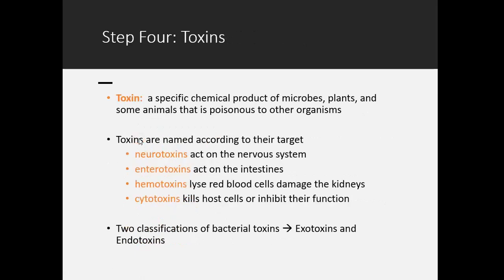Toxins are also used by microbes. And toxins are specific chemical products that can actually act poisonous to other organisms, if you will. Now, the toxins are named for their target. So if it's a neurotoxin, it's going to act on the nervous system. If it's a hemotoxin, it's going to lyse red blood cells, etc. There are two classifications of bacterial toxins. We have exotoxins and endotoxins.